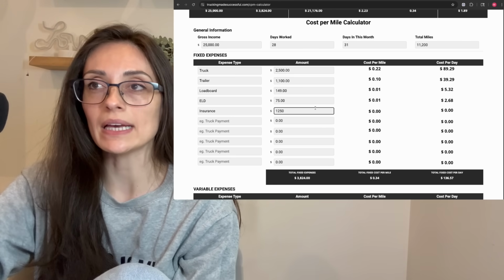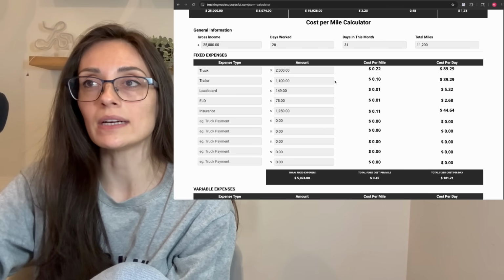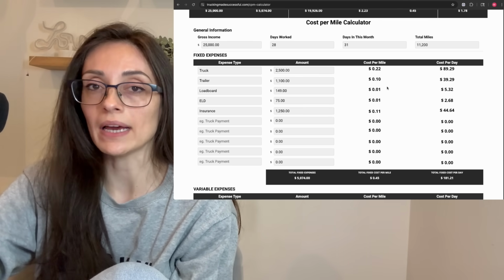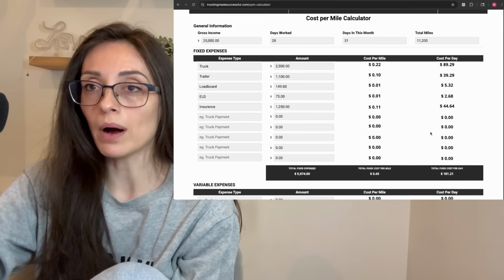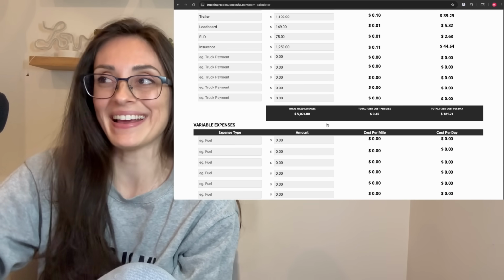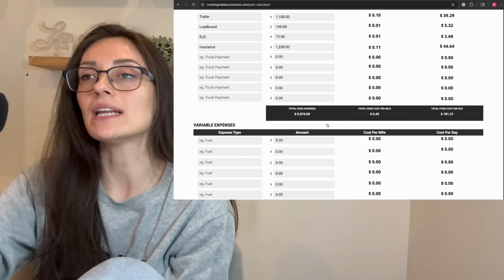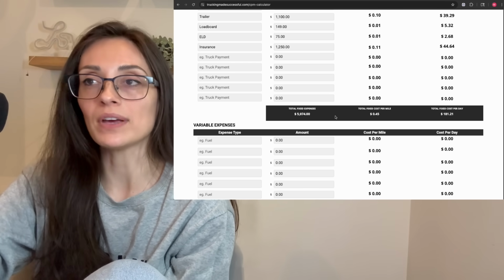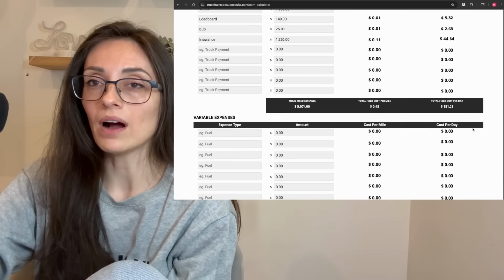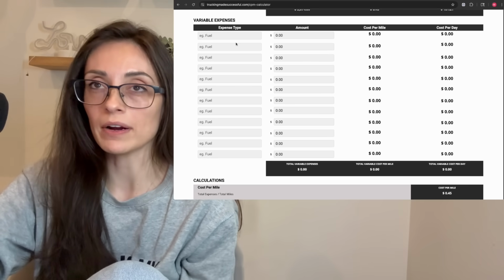And what you will see on the right side is right away the cost per mile of each expense and the cost per day of each expense. At the bottom, you will see the total fixed expenses for the month. Excuse me, I'm having a hard time speaking today. And you will see the total fixed cost per mile as well as the total fixed cost per day. All right, now let's go into our variable expenses.